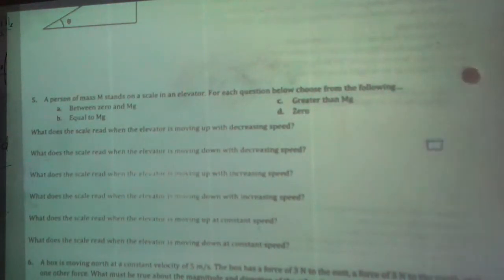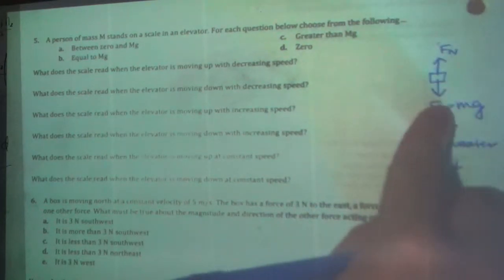So this is the person in the elevator. One force, obviously, is the force of gravity, their weight, mg. And then the other force is the normal force, pointing up. Now, if they're at rest, these two are equal to each other. If the person is accelerating upwards, that means Fn is greater than the force of gravity because you have a bigger force up.